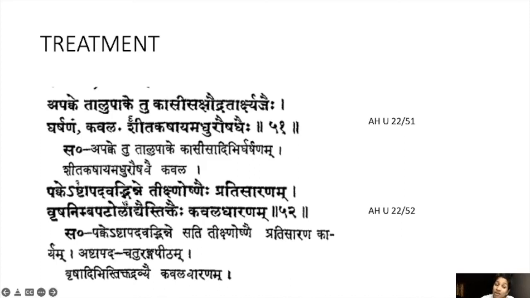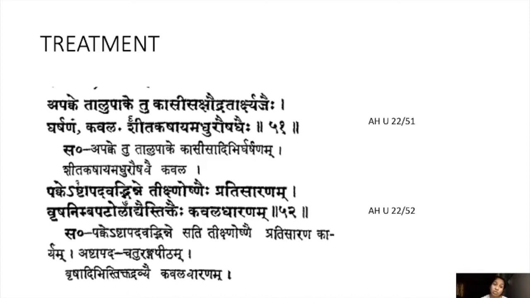Pakve Ashtapadavat Pinne Tishnoshnehi Pradisaranam Vrisha Nimba Padolhadi Tiktehi Kapaladaranam. Pakve, it is in the Pakwa stage now. Then you have to do Pinna, Pedana. How? Ashtapadavat. So Ashta, 8 legs. You have to do Ashta Pada Pinnam, Pedana. After that you have to apply Tishna Aushada, Pradisaranam. So after doing this Ashtapada Vedanam, 8-leg Vedanam, you can do Pradisarana using Tishna, Ushna Aushadas, and also Kabala.